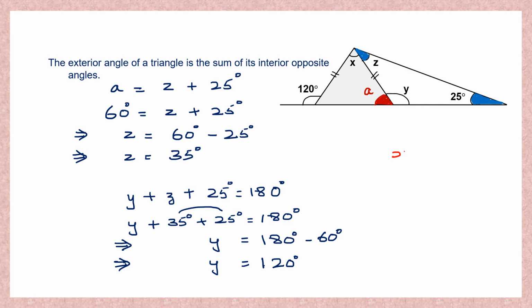We have found the value of x to be 60 degrees, y is 120 degrees, and z is 35 degrees. So we have found the value of the unknown angles.